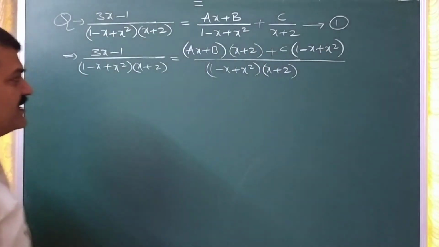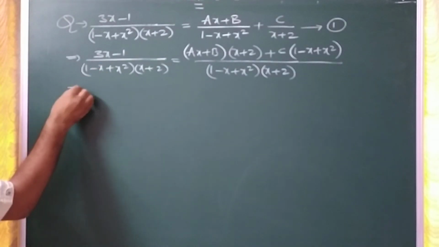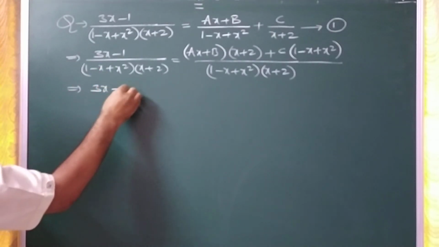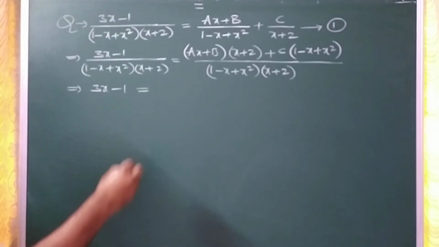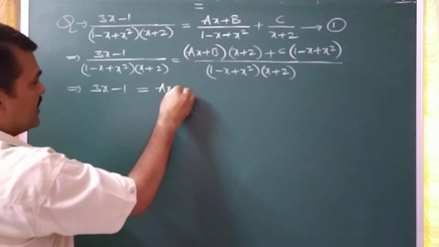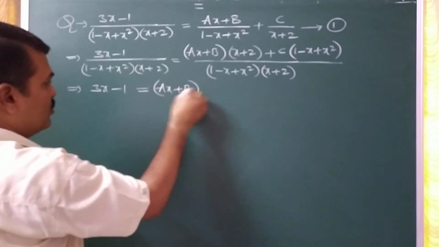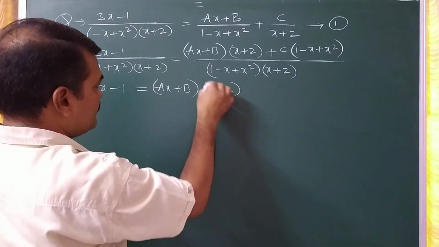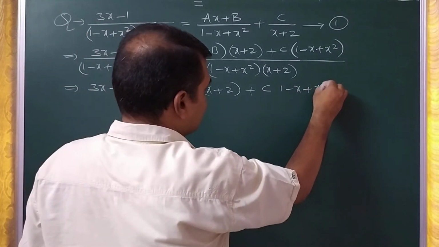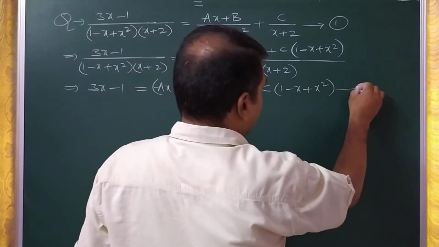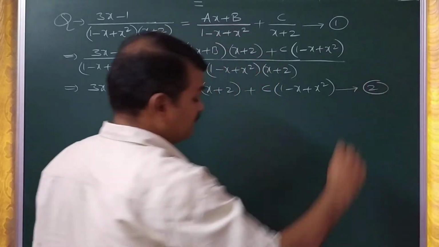Now the denominator can be cancelled on both sides. So after cancelling the denominator on both sides, you will get 3x minus 1 is equal to A x plus B into x plus 2, plus C into 1 minus x plus x square. Let this be equation 2.